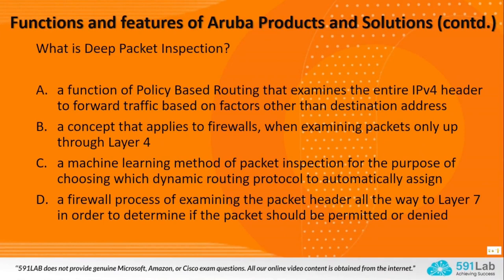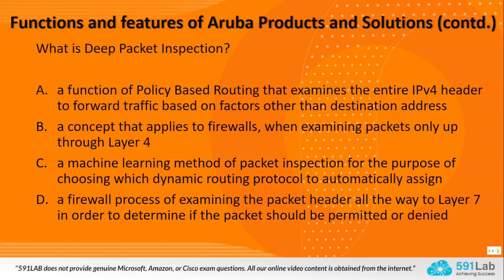Option A, a function of policy-based routing that examines the entire IPv4 header to forward traffic based on factors other than destination address. There's nothing related to policy-based routing for deep packet inspection. So option A is wrong.